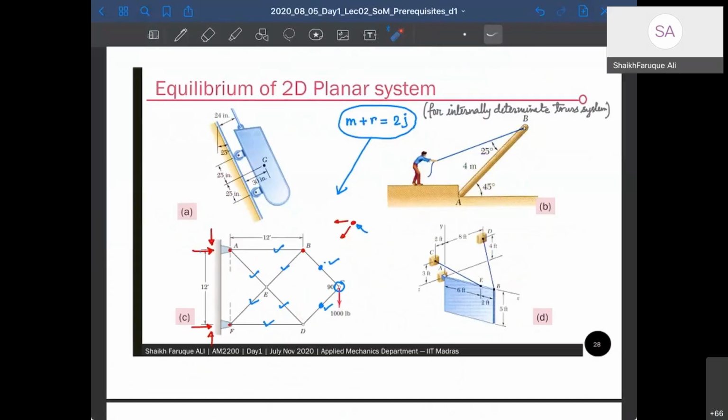What happens when you have a truss member? How to find the forces in each of the truss members? Please go back and start doing this, because we'll solve one small truss problem in the next class, and how to get support reactions.